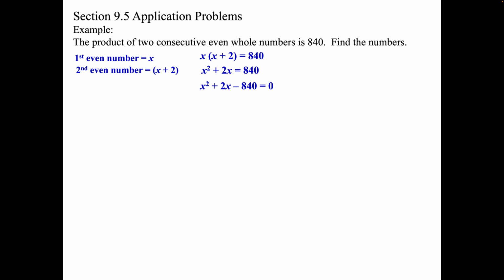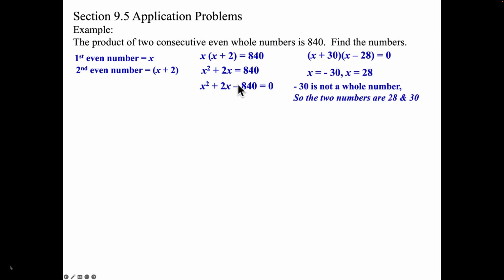So then I go 840 divided by 30, I get 28. There's my two numbers. And 30 is the bigger number. It's going to be the plus sign. And so therefore it gets the plus, 28 gets the minus. We solve for x. Now it said the product of two consecutive even whole numbers. Whole numbers are always positive. So this answer that's a negative 30 is not going to count. So my first number is 28. Then 28 plus 2 more would be 30. So these are the two numbers.